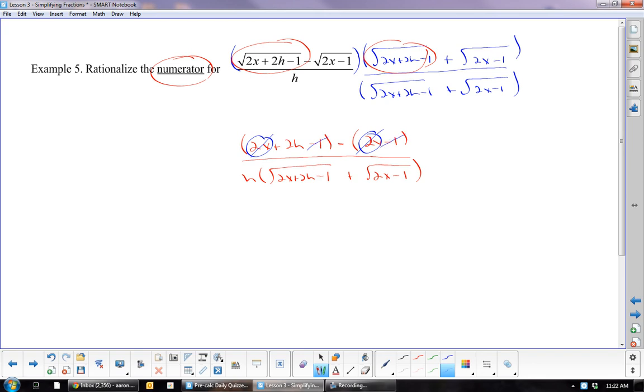See, even at this stage, I still can't plug in 0 yet. I know some of you guys are going, why do you want to keep plugging 0 in? Again, you'll see why later. But as soon as I do this one little step, my final answer would be 2 over root 2x plus 2h minus 1 plus root 2x minus 1. See, I can substitute 0 in now and would not make this thing unsolvable. So just be careful. Look for the numerator or denominator when asked to rationalize.